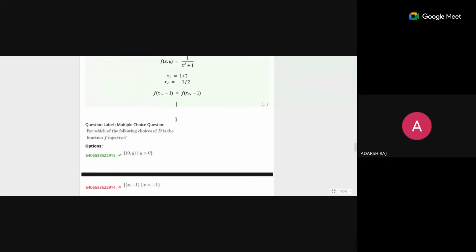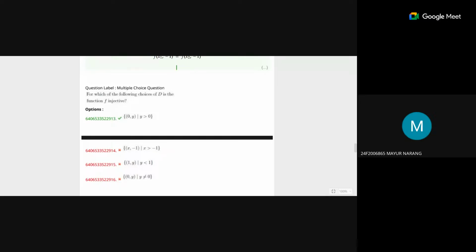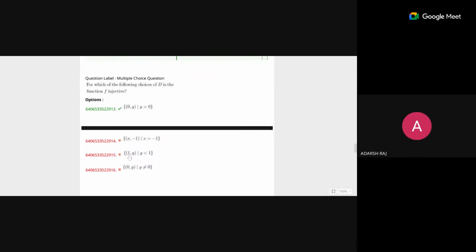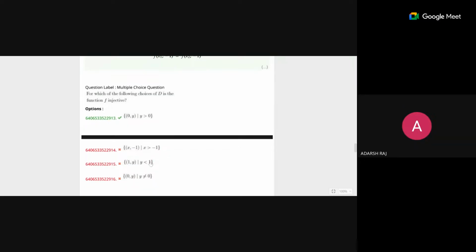Okay, I will take one example for finding the maximum and minimum of the function, finding the range. Yes, sir. So the third option is where the domain is defined like this. When we have x equal to 1 and the value of y such that y is less than 1, in this case we have to check whether this function will be injective or not.